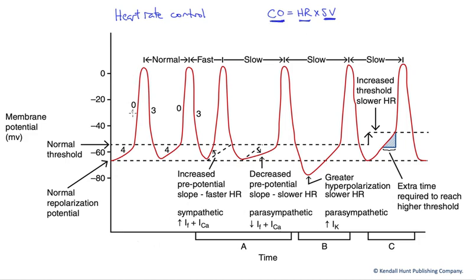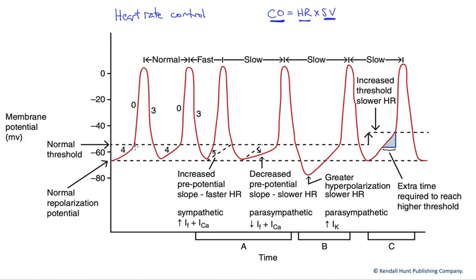Now, if we come down into our graph, our nodal action potentials are in red here. And what we're going to do is adjust the duration of these action potentials to adjust our heart rate, right? The shorter these action potentials are, the closer together they can be in time, and the faster the heart rate will be. And of course, vice versa. The longer they are, the farther apart in time they will be.